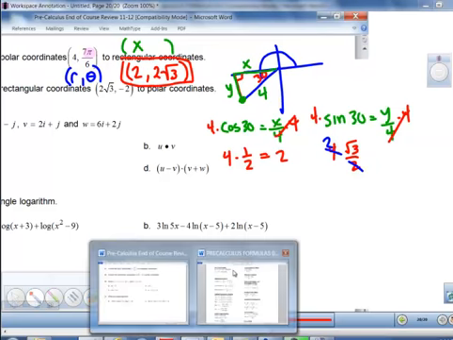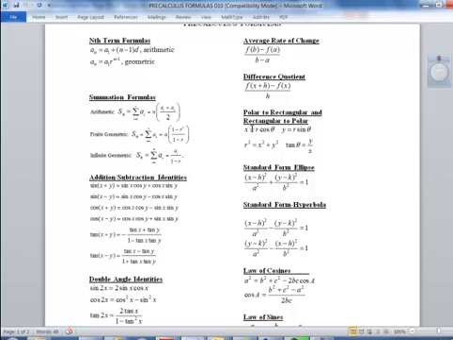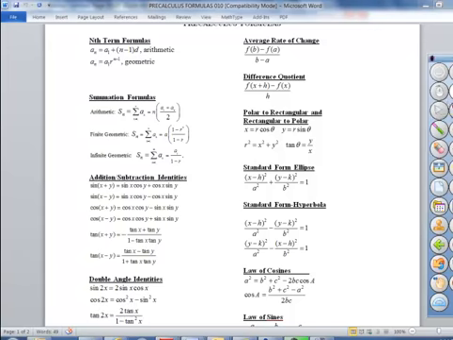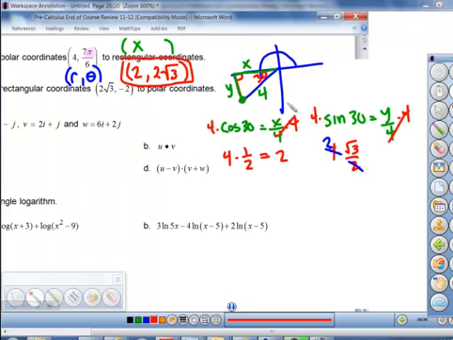Or you guys could just look at your formula sheet and say, do I need to find the x value? So I go r cosine theta. Do I need to find the y value? You could just use this. So you guys are going to have that on there. However, I think it's better if you know how to derive it like this, because you can't always rely on those formulas. It's like a crutch.